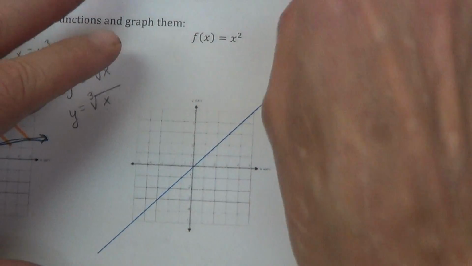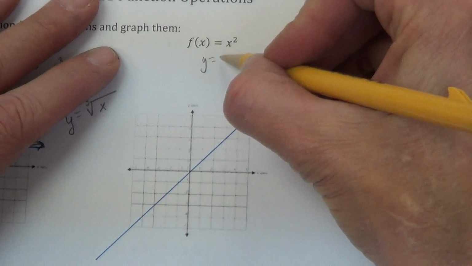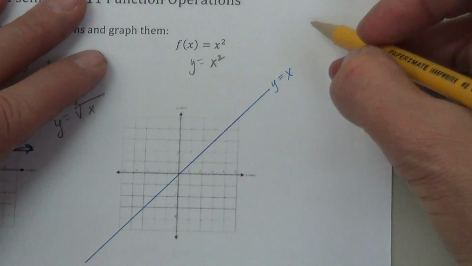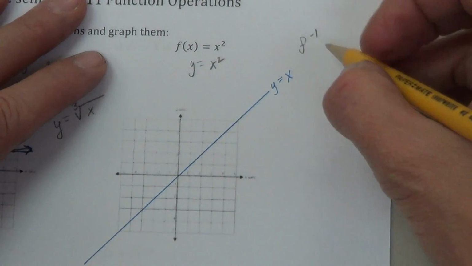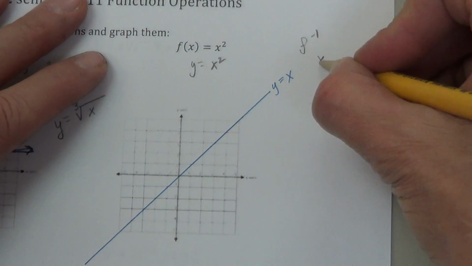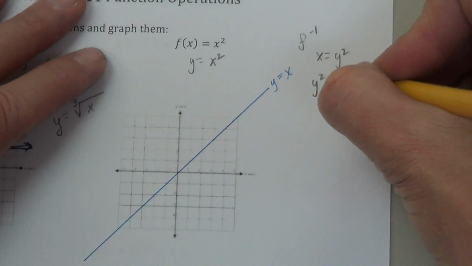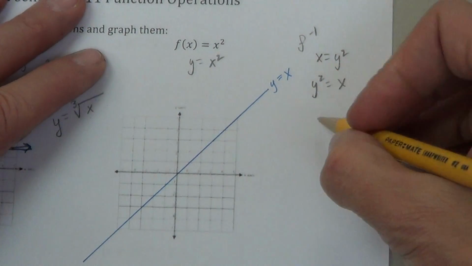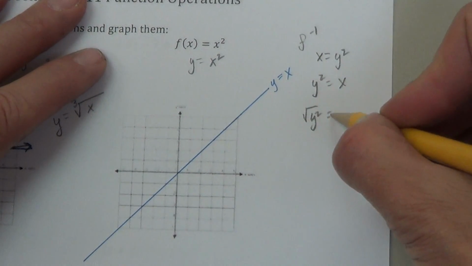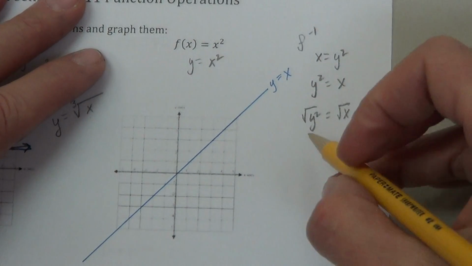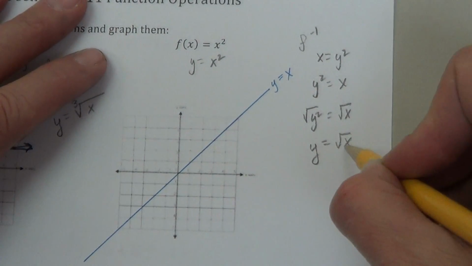Now, in order to write the algebraic inverse, this one would be y equals x squared. So the inverse, f negative 1, or the inverse of the function, would be x equals y squared. Bring the y to the left-hand side, y squared equals x. To get rid of that y squared, we do a square root. And we have y equals square root x.